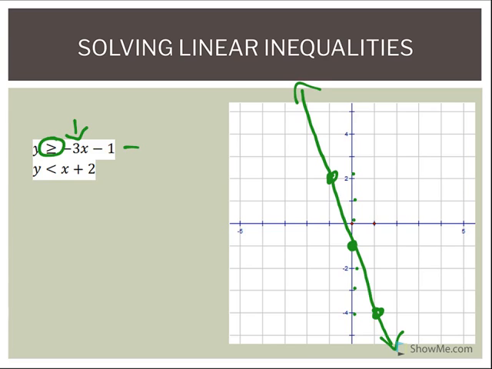Now I want to figure out where I'm shading. My y's are greater than, so it's probably above, but it's tough to tell here. So how about I choose a point that doesn't lie on the line, like (0, 0). If I plug that in, I get 0 is greater than or equal to -3 times 0, which is 0, minus 1. So 0 is greater than or equal to -1, which is true.